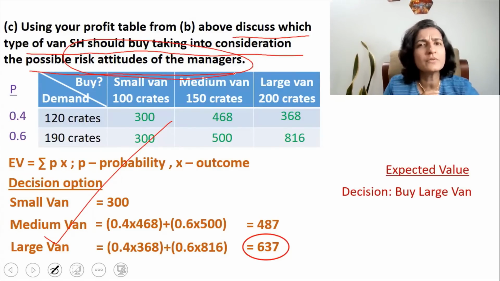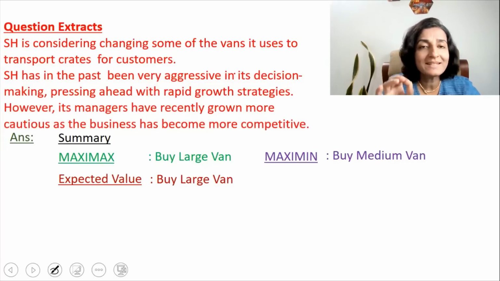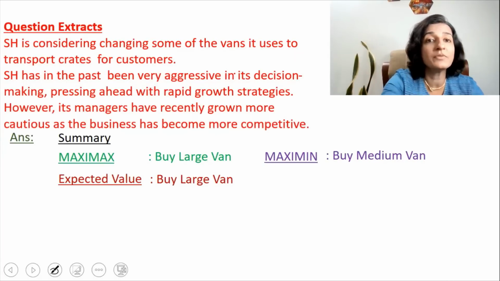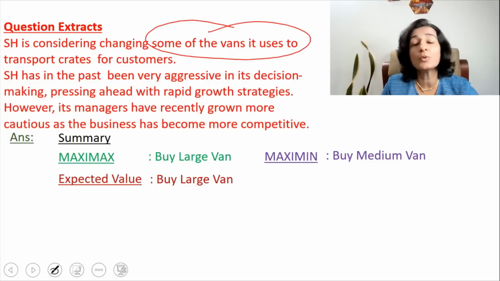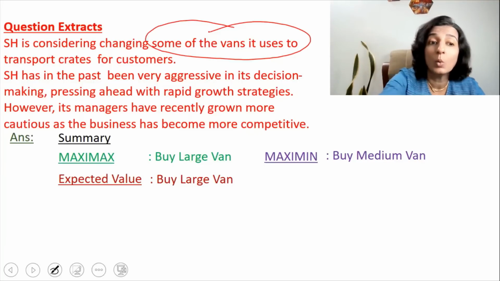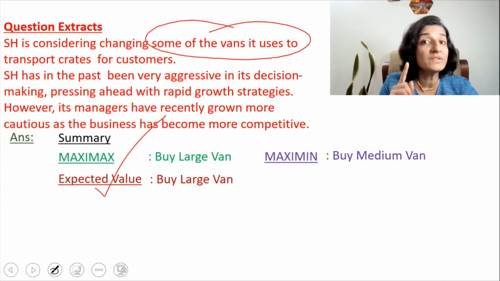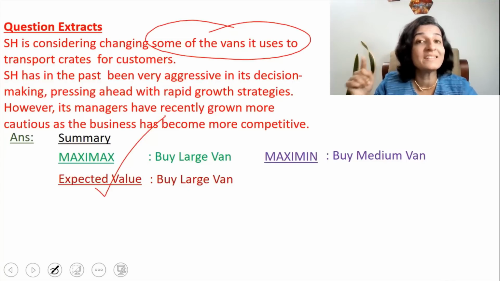Now, what is the risk attitude of the managers? Let's revisit the question once again to identify what is the risk attitude of the manager. So here we have the question extracts. SH is considering changing some of the vans it uses to transport crates for customers. So the intention is to continue the business for a long period, which means that we could adopt expected value approach because expected value is used when the decision is repeated many times. So the question indicates that the decision will be repeated many times.